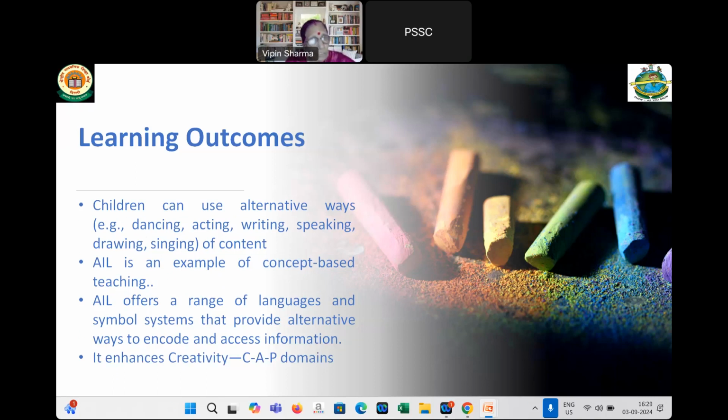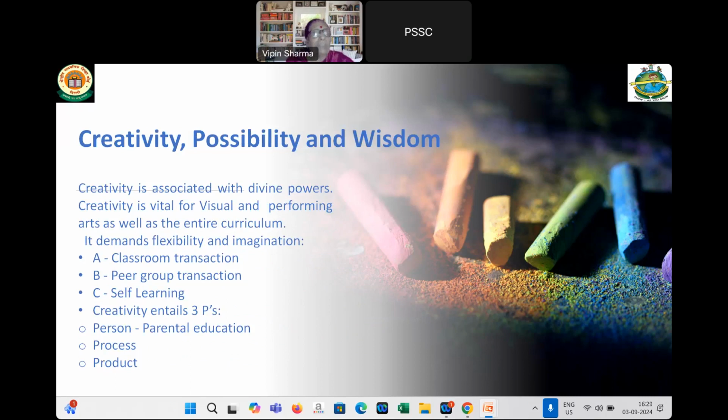It enhances creativity. C stands for cognitive, A for affective, and P for psychomotor domains. Okay. Now, creativity is associated with divine power. Everybody is creative. Creativity is vital for visual and performing arts, as well as the entire curriculum. Classroom transaction, peer group transaction, self-learning. Creativity has three P's. Person. Person can be parent or teacher. Okay. Process is adopted by the parent or a teacher. And the final product is the child. See, a school is judged by the way the children walk on the road.